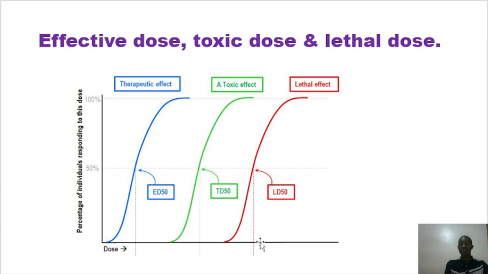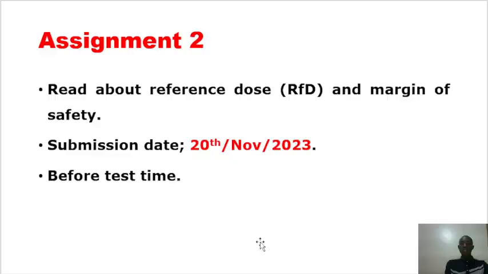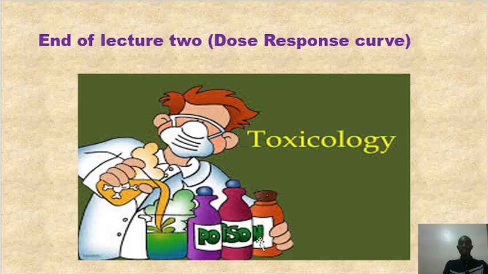That's all. Thanks, that's the end of lecture 2. It was about the dose response concept. Mainly by the dose response curve, we see that the dose makes a substance either toxic or non-toxic. And that's the concept that was developed by Paracelsus, the father of modern toxicology.